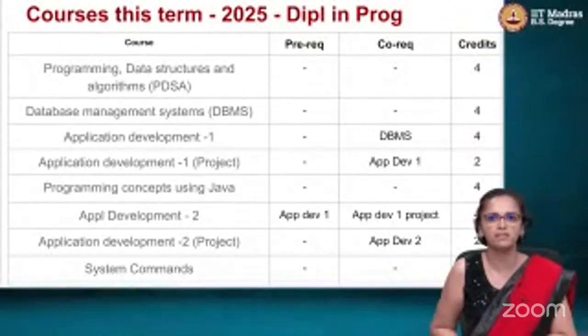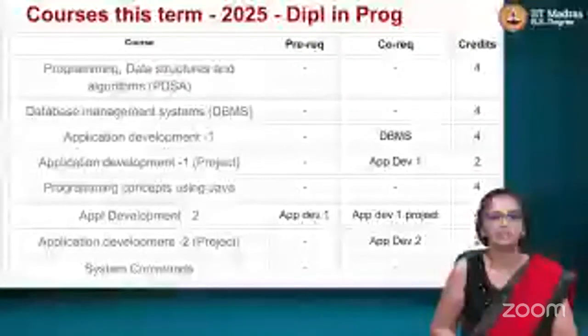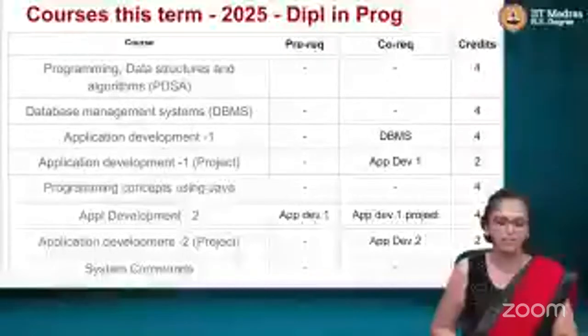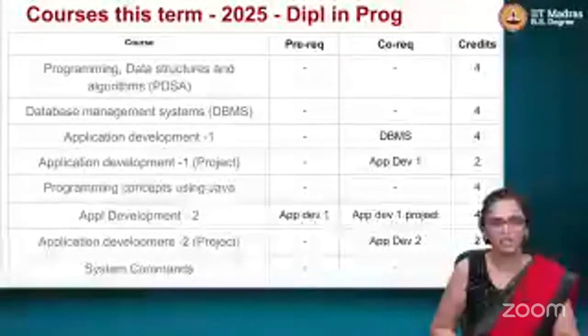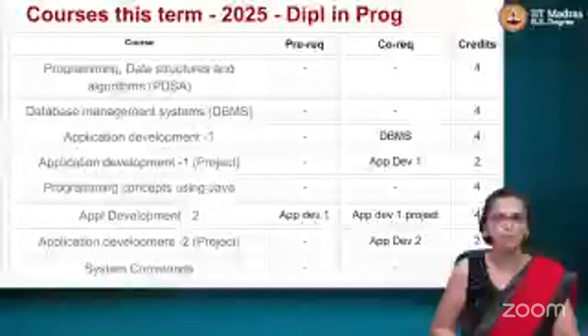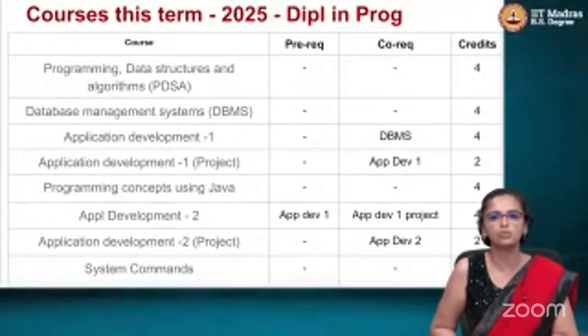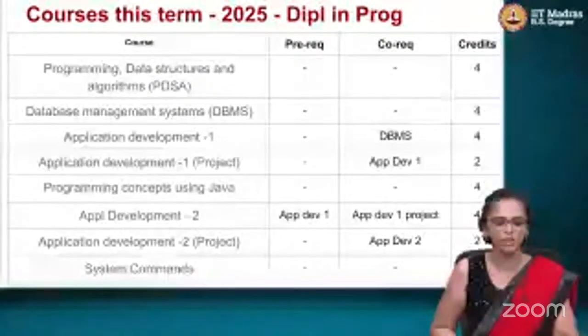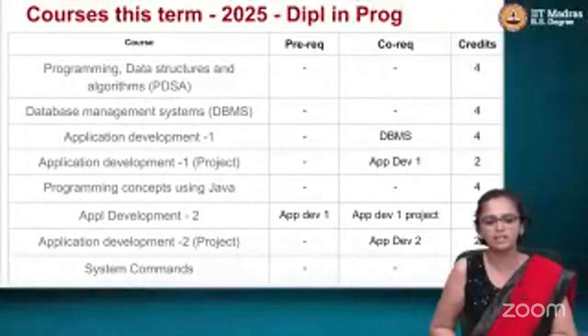You all must be aware of this, but just running through it as a refresher. There are 6 courses and 2 projects in each diploma. This is the diploma in programming. It has the PDSA course, the DBMS course, application development 1, application development 2, programming concepts using Java, system commands course.